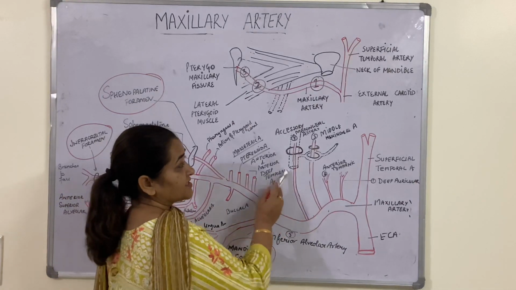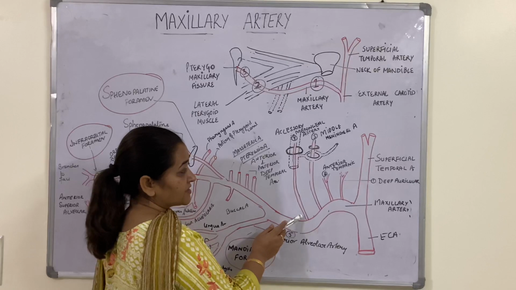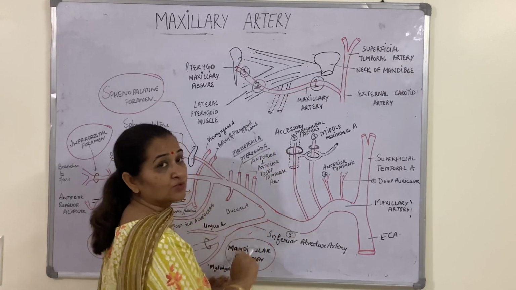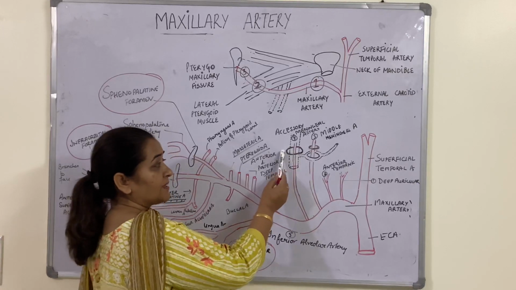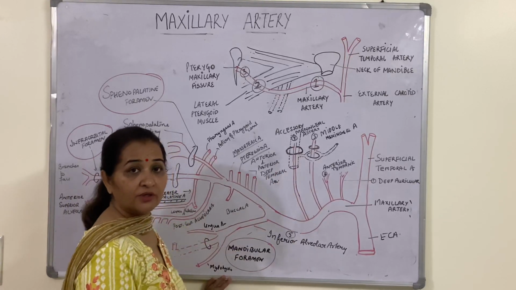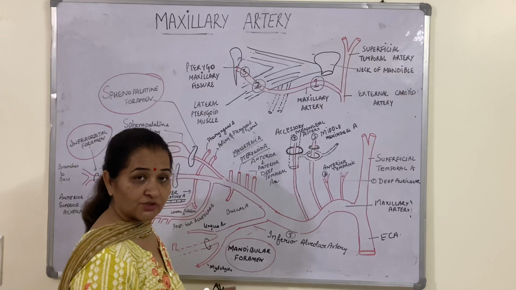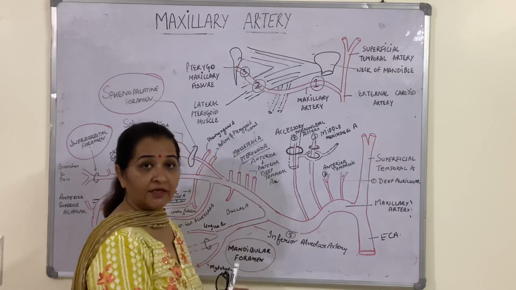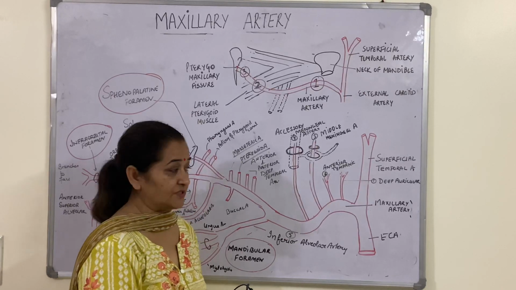Now next is the accessory meningeal artery. This accessory meningeal artery passes through the foramen ovale and enters into the cranium. The other structures passing through the foramen ovale are the mandibular nerve, the lesser petrosal nerve and emissary veins. So again, as the name indicates, it supplies the meninges.